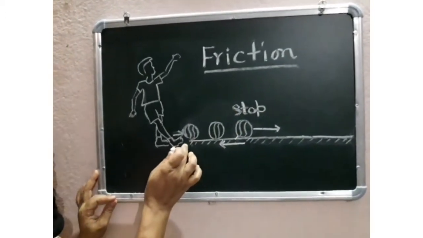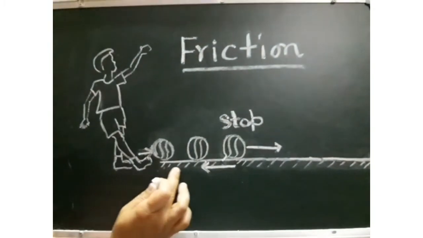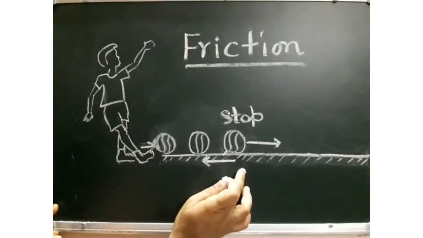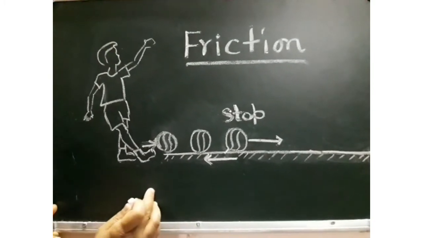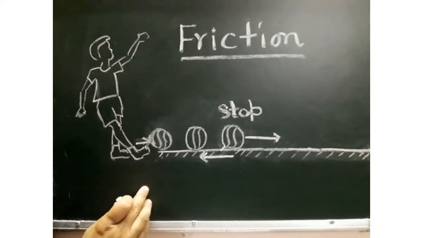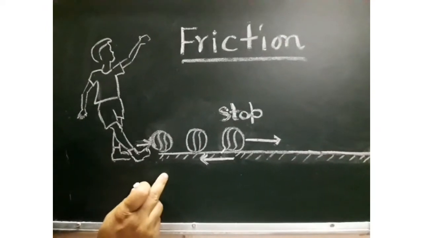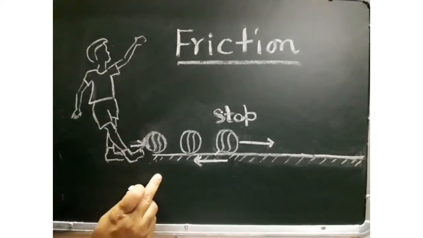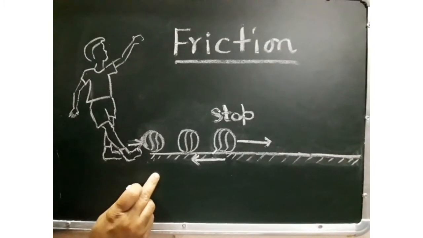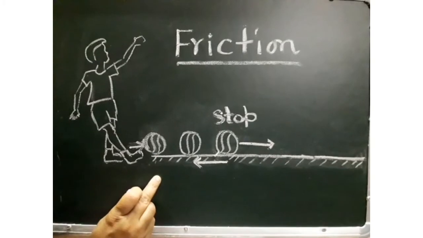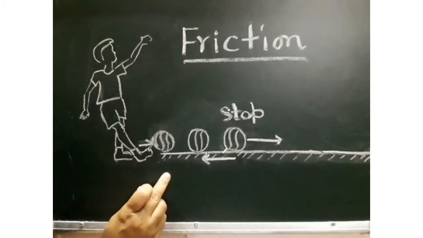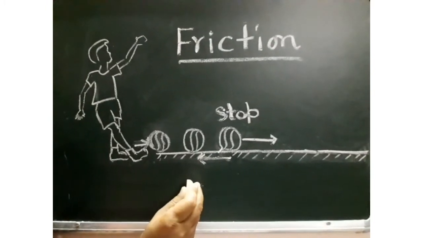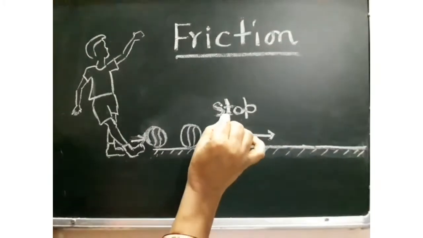If you kick a ball, it rolls up to a certain distance and then stops. According to Newton's first law of motion, the ball once set into motion should continue to move with a constant velocity. But this does not happen. It implies that a retarding force must be acting on the ball which stops it.